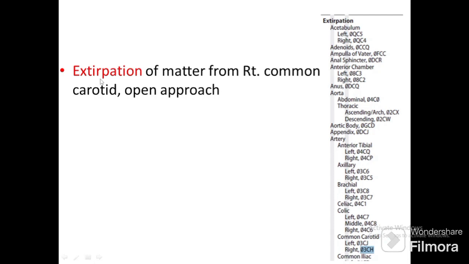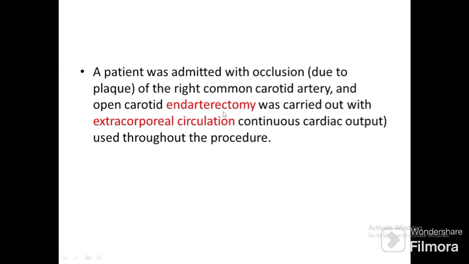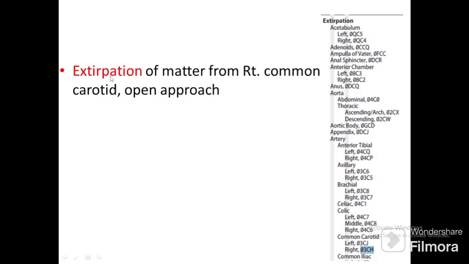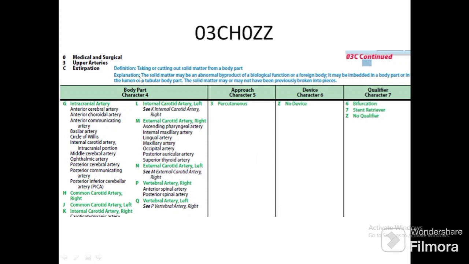In extirpation we break down the solid matter present in the vessels. In endarterectomy, the vessels are filled or blocked with plaques, so we need to eliminate that solid matter. So the root operation will be extirpation of matter from the right common carotid, and the approach is open. We should search for the term extirpation in the index, and under extirpation, common carotid. So the table will be 03C. I search for common carotid artery right.